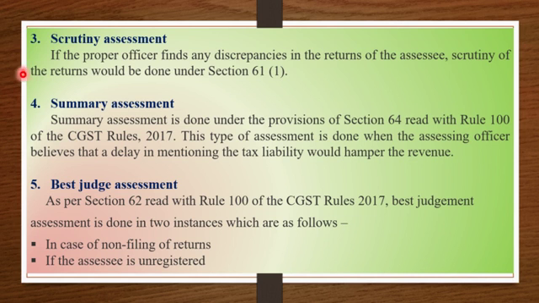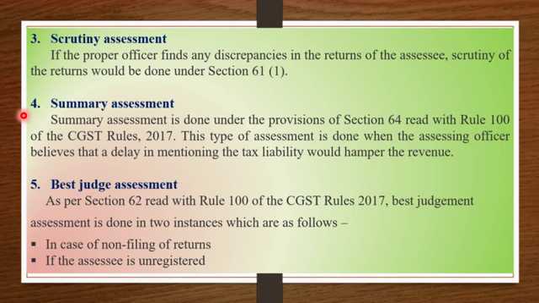Now, fourth assessment is summary assessment. Summary assessment is done under the provisions of section 64, read with rule 100 of the CGST rules 2017. This type of assessment is done when the assessing officer believes that a delay in mentioning the tax liability would hamper the revenue. To protect the revenue from being harmed, the order of summary assessment can be given after taking permission from the additional or joint commissioner.